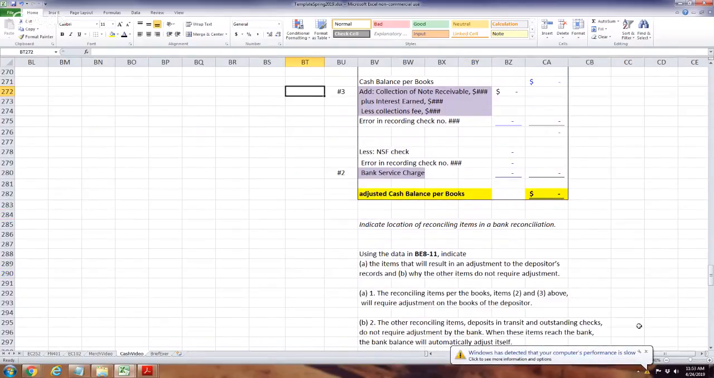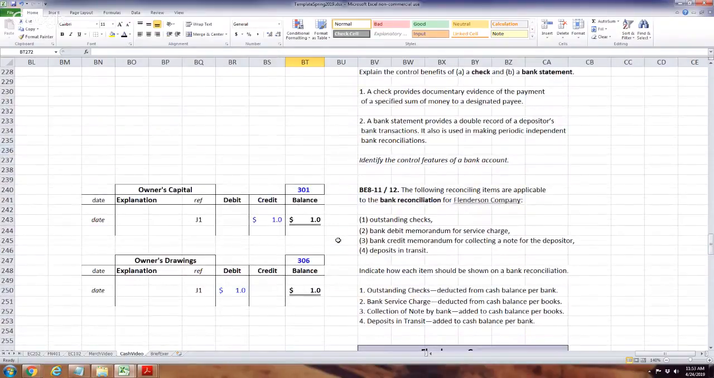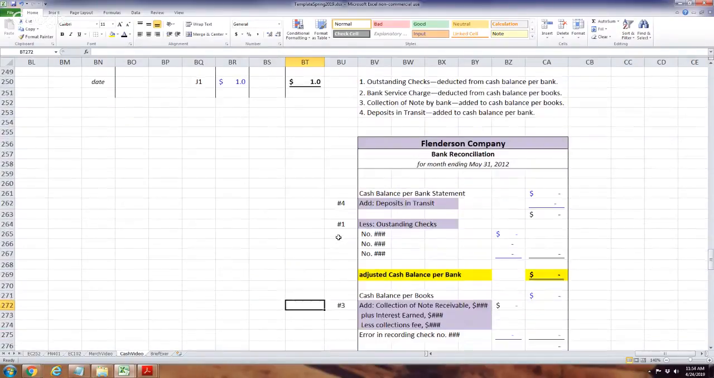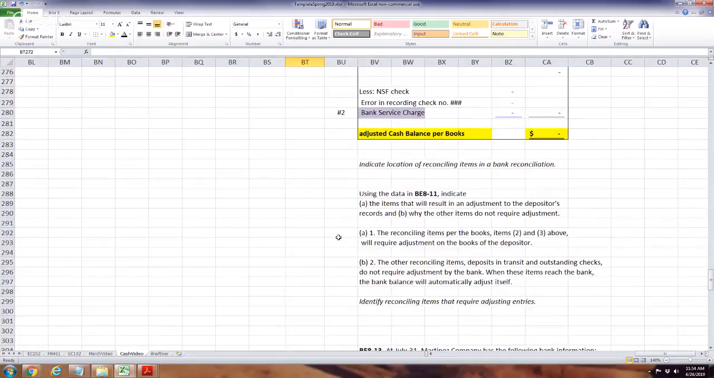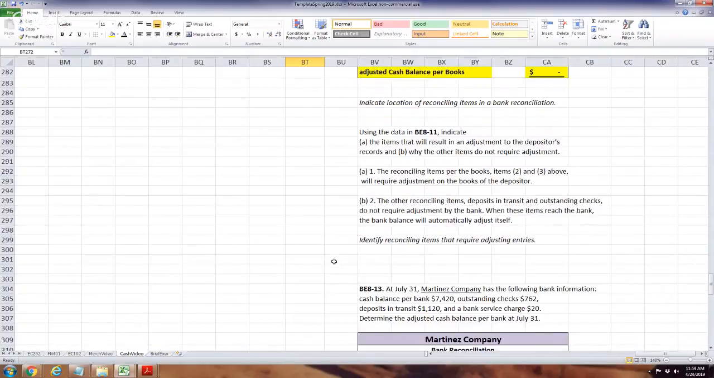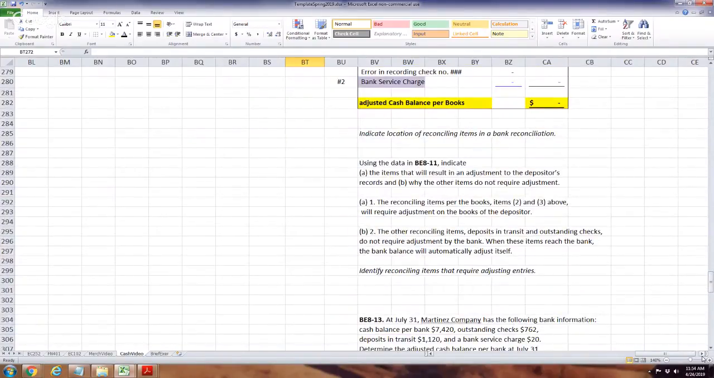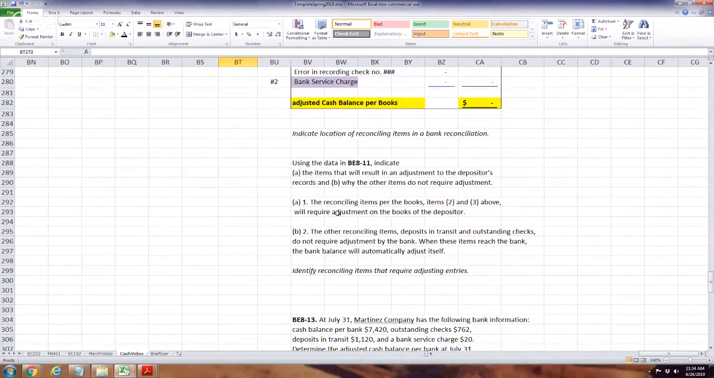Indicate location of reconciling items in a bank account or in bank reconciliation. Okay. So now it says use the date in 11, which is here. And this was nothing more than a structure. It will result in adjustments to the depositor's records, while the other ones do not require adjustment. So theoretically looking at the previous, these are really good questions and really good concepts here. So it's good we're spending some time on this.